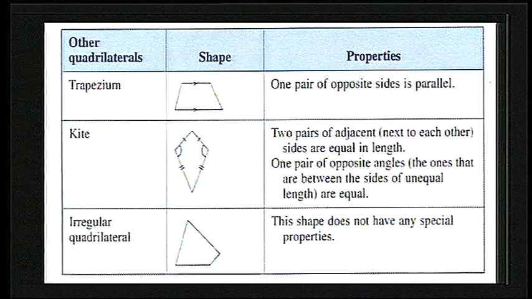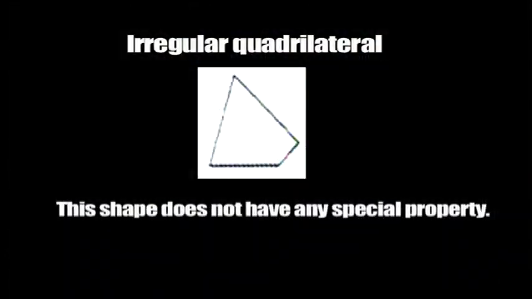Okay, the last one is known as an irregular quadrilateral. Any sort of four-sided shape which doesn't look like a rectangle, a square, a kite or a trapezium is known as an irregular quadrilateral. And that shape does not have any special properties, like it doesn't have sides equal or angles equal as well.